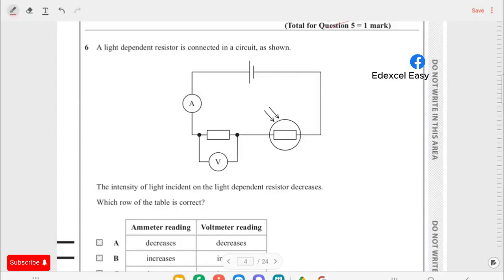We had to turn off the recording for a while because there was a flying cockroach. Whatever, we'll just continue to question 6.